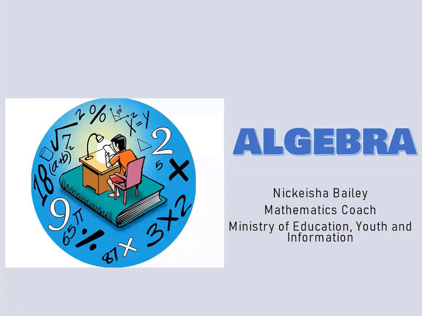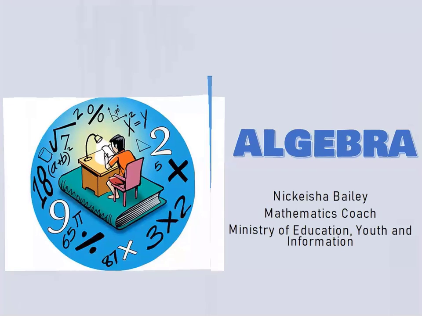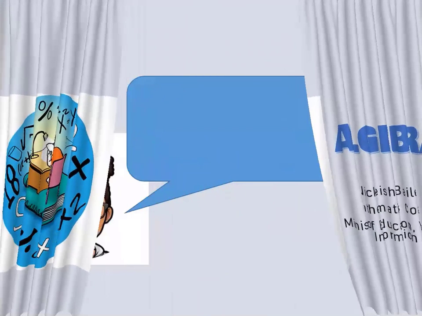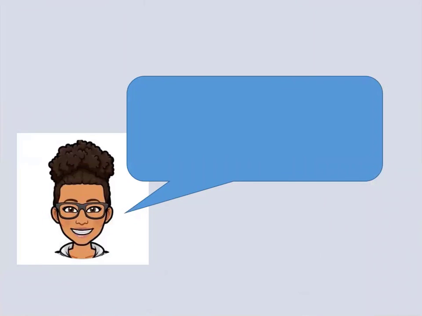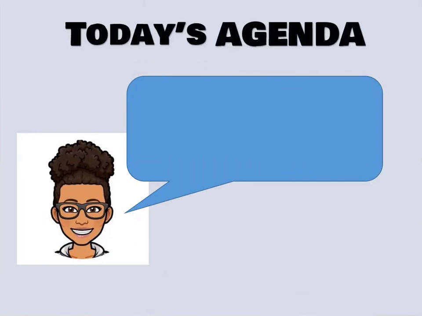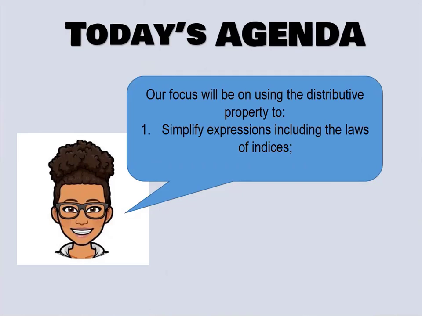Hello everyone, and welcome to Grade 9 Math Online. This is the first in our series of lessons, and I am Nikisha Bailey. Today, we will explore using the distributive property to simplify algebraic expressions using the laws of indices, and also to multiply two binomials.